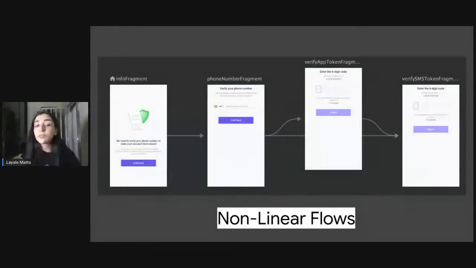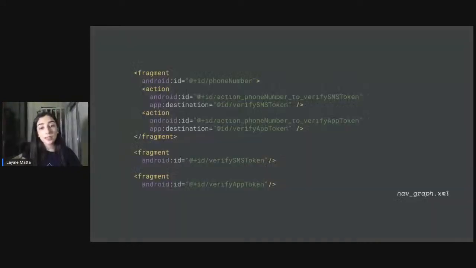Now this has simplified our code. What if we have non-linear flows? And we can see this in the second screen. We can actually have two different targets from phone number fragments. How can we solve this? How can we handle it?